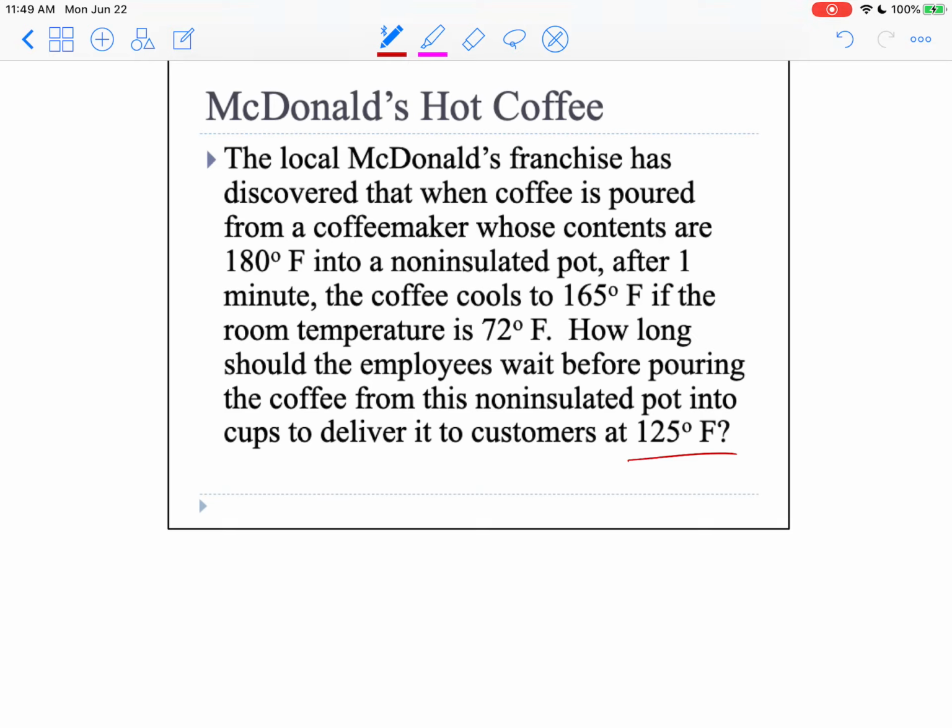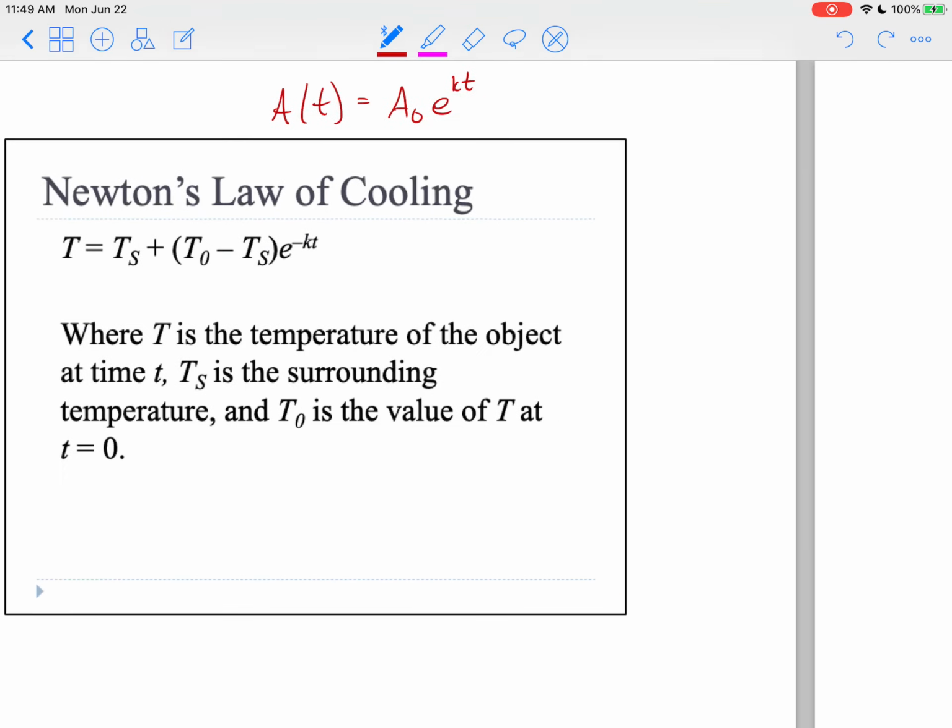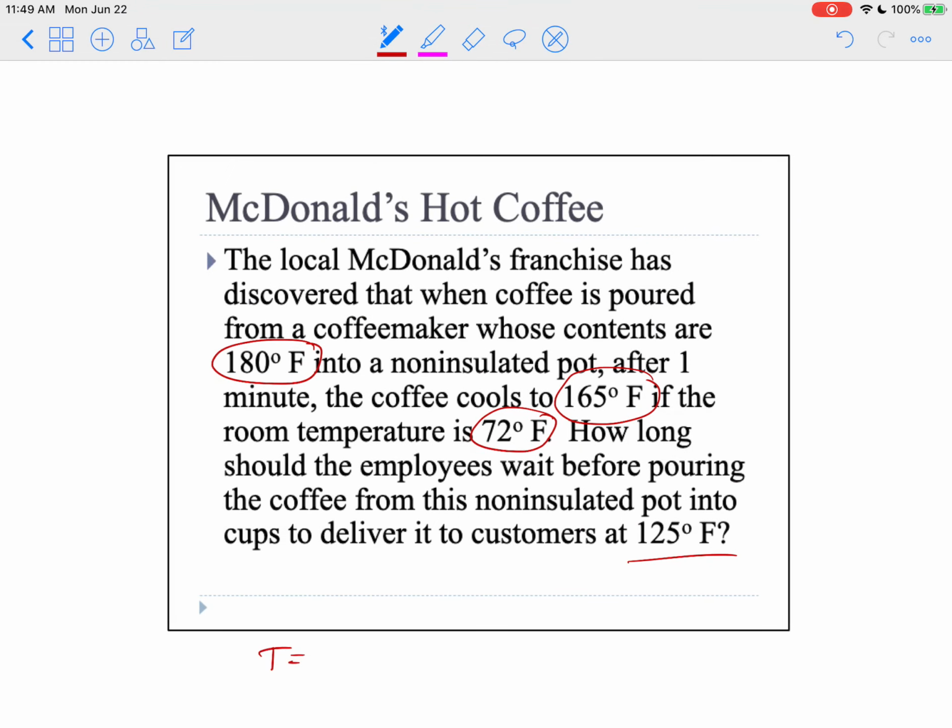Now that's probably just made up for the sake of this problem, but what they know is that when you take the coffee from the coffee maker, whose contents are 180 degrees Fahrenheit, so that's the initial temperature of the coffee. After 1 minute, the coffee cools to 165, and we know that the room temperature is 72. So we have a lot of information here. But looking back at this equation, let's write it down. So T equals T sub S, which is the surrounding temperature, plus the difference between the original temperature of the object and the temperature of the surroundings, and then we have this e to the negative kt piece.